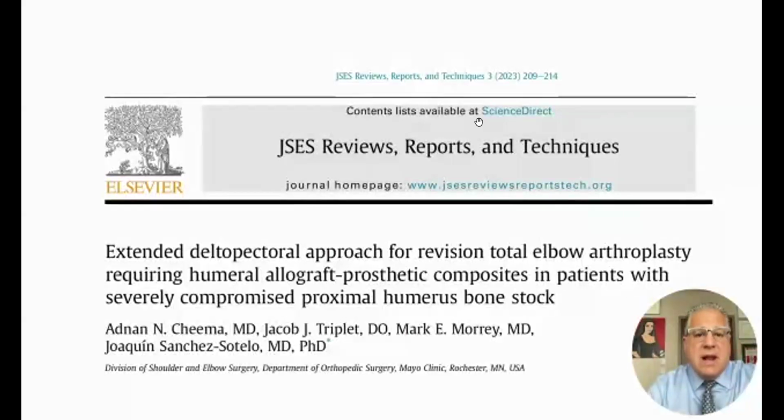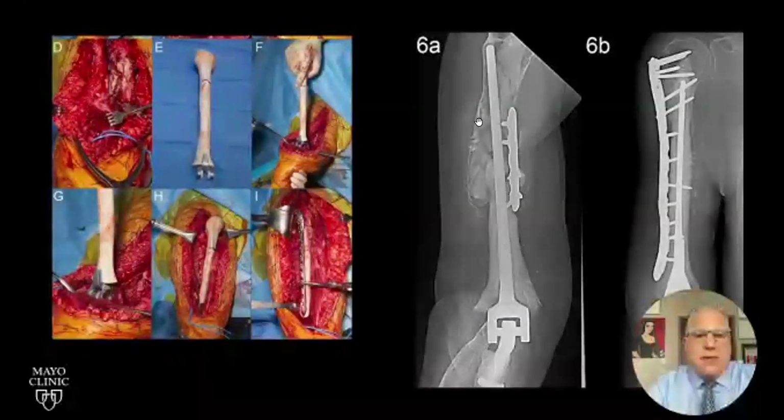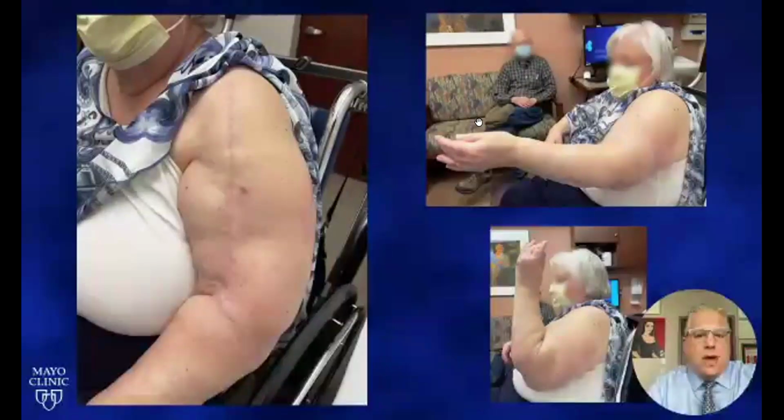Very rarely there is very limited proximal humerus bone left, and in those cases we have reported approaching the elbow from a long deltovertebral approach and using modern periarticular humeral plates for fixation, which can help restore function in patients with very difficult situations.